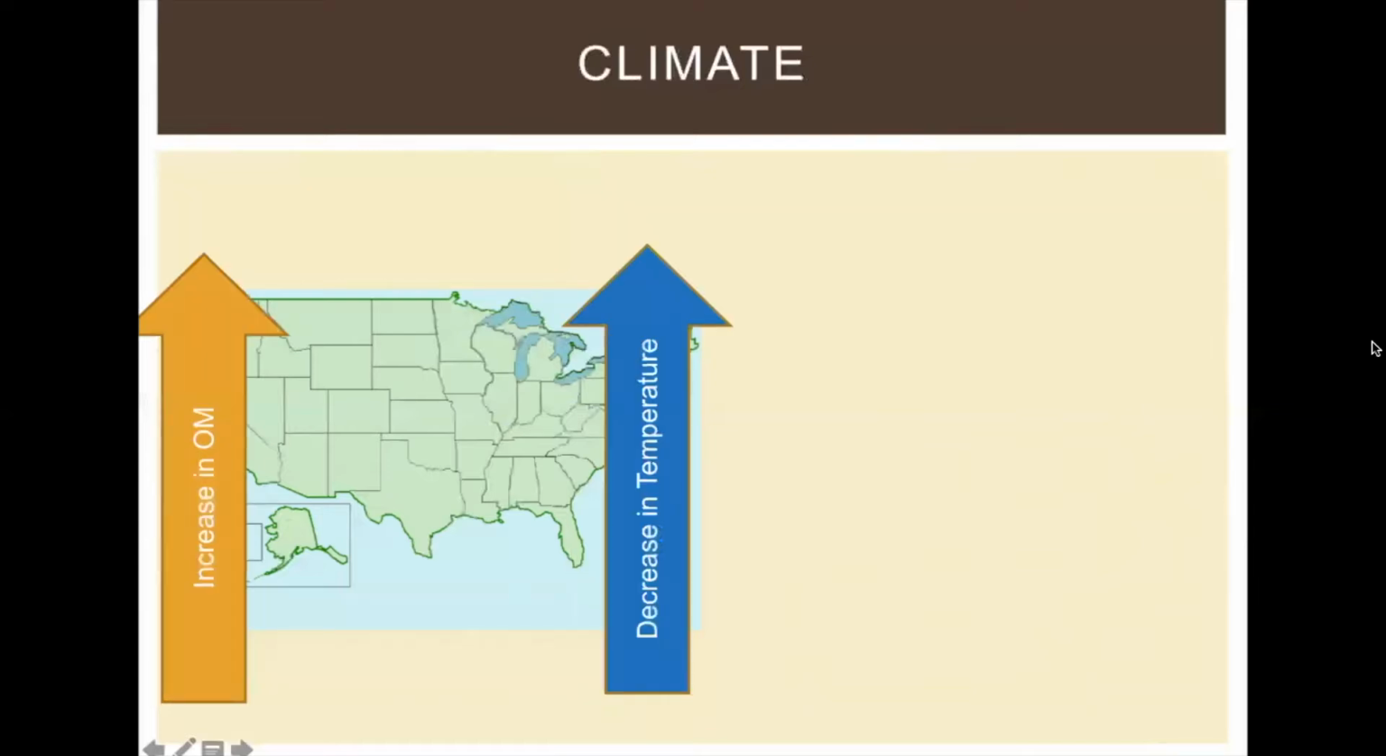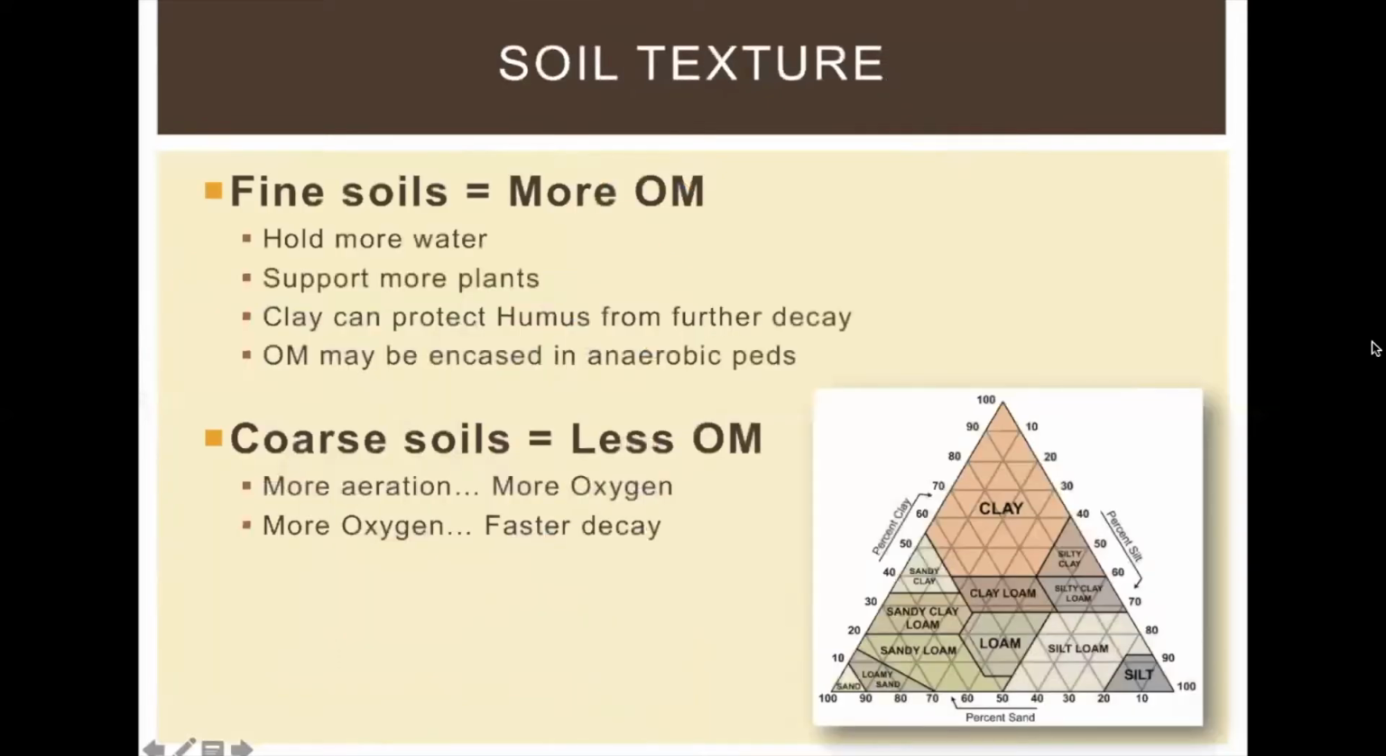And then more heat results in less organic matter content in the soil because with high temperatures, organic matter decays at a quicker pace. So over 77 degrees, organic matter decays extremely fast, but organic matter will not decay below 41 degrees. Now, soil texture can also affect organic matter. So fine soils with a lot of micropores results in more organic matter.